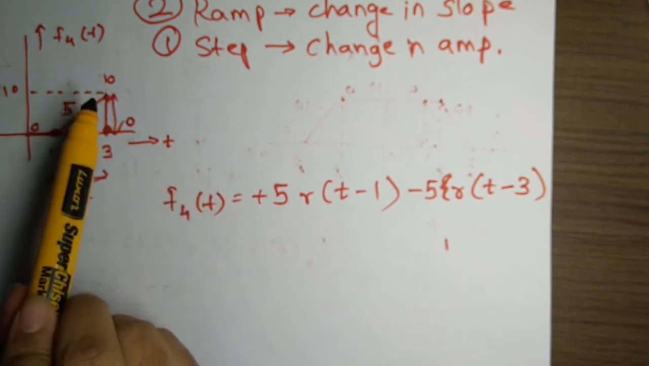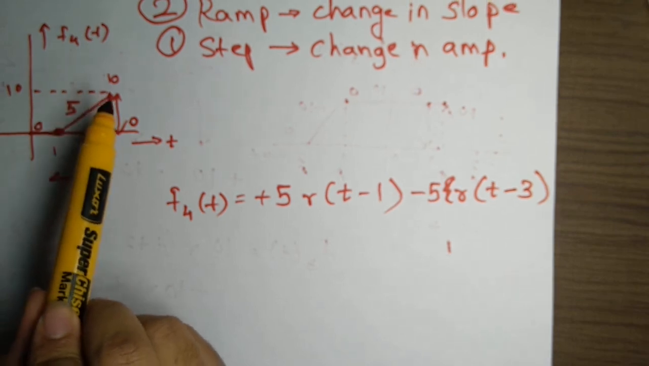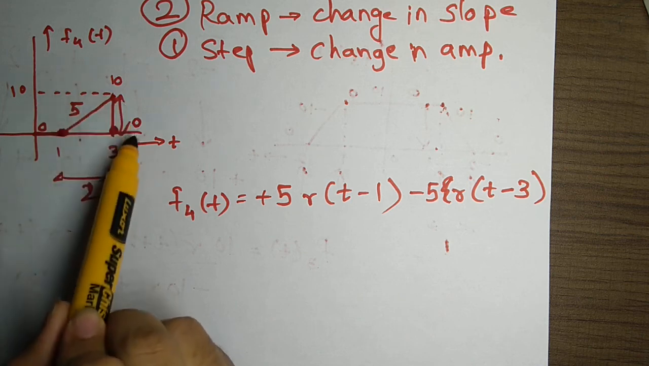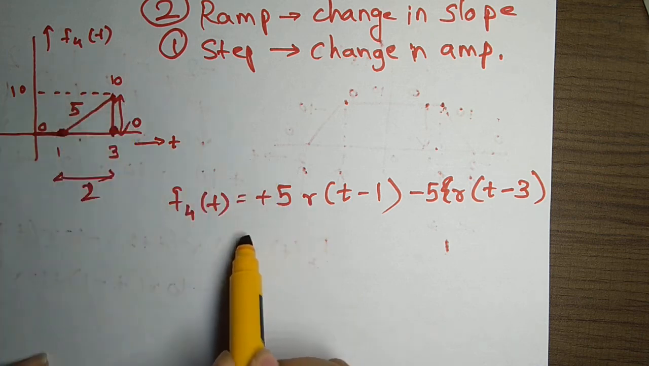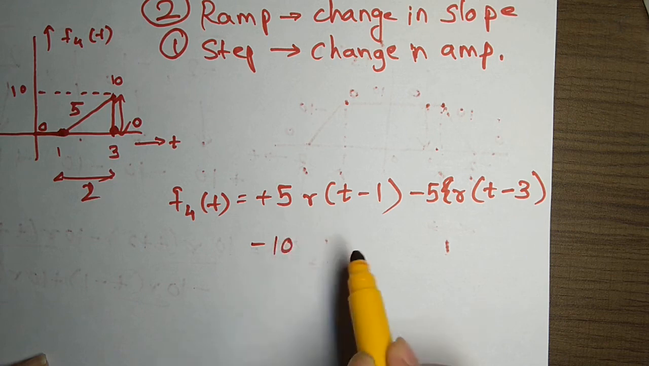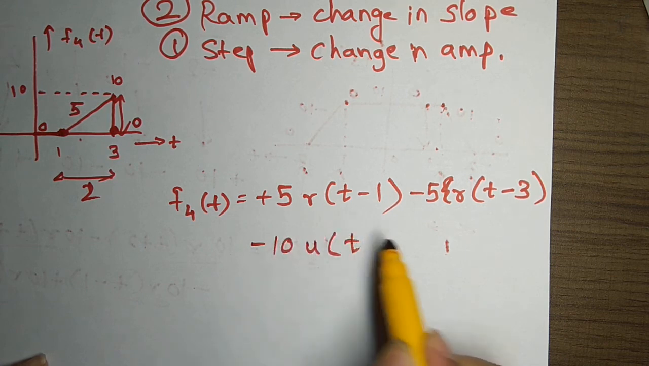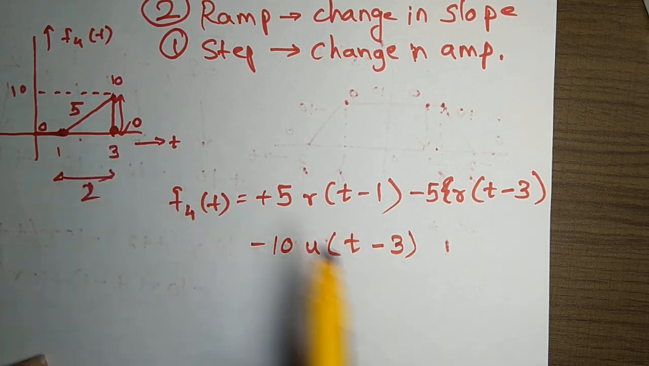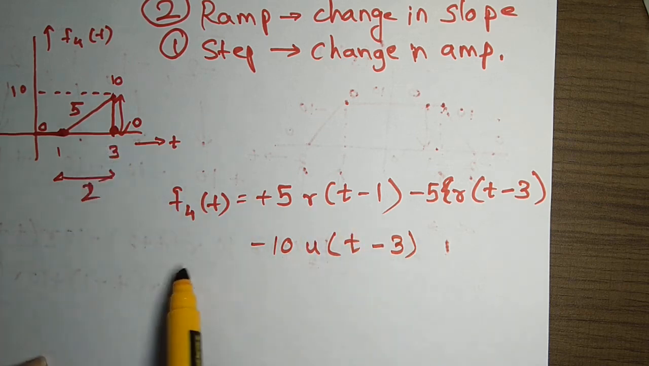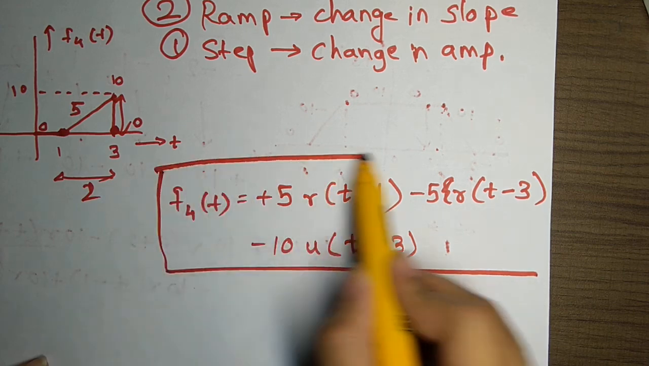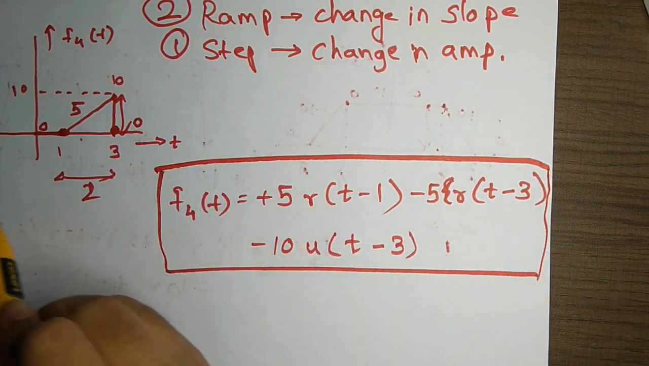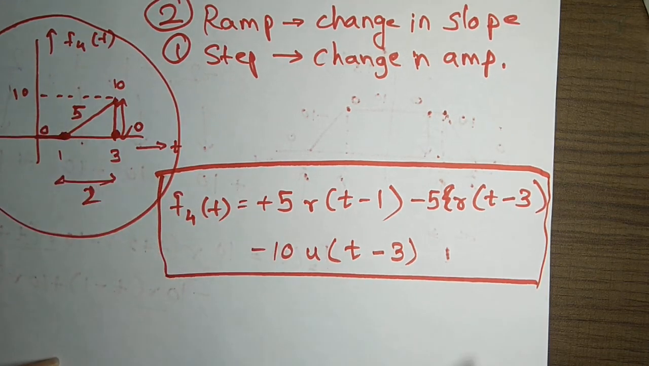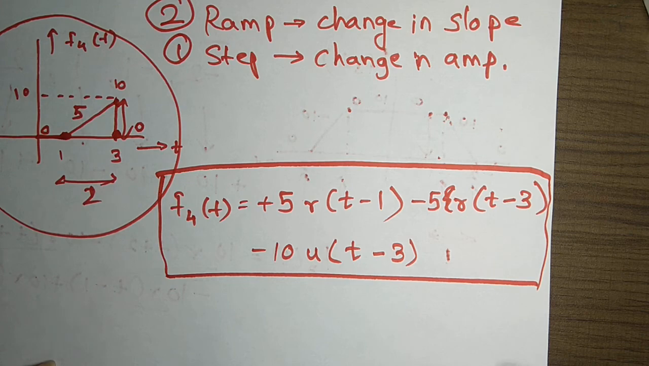The amplitude changes from plus 10 to 0 here. So that is 0 minus 10, that is minus 10 u of t minus 3, because it is at t equal to 3, so it becomes t minus 3. Correct. This becomes the equation for this signal.